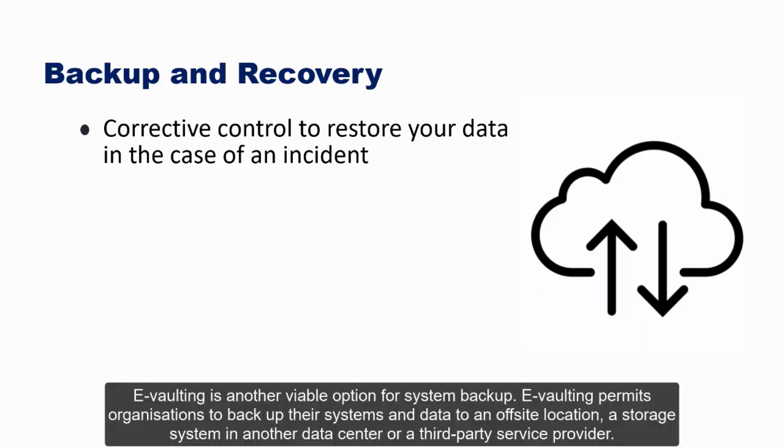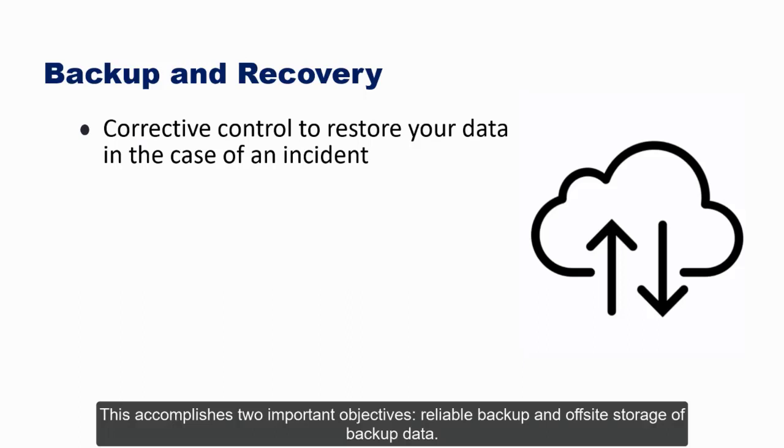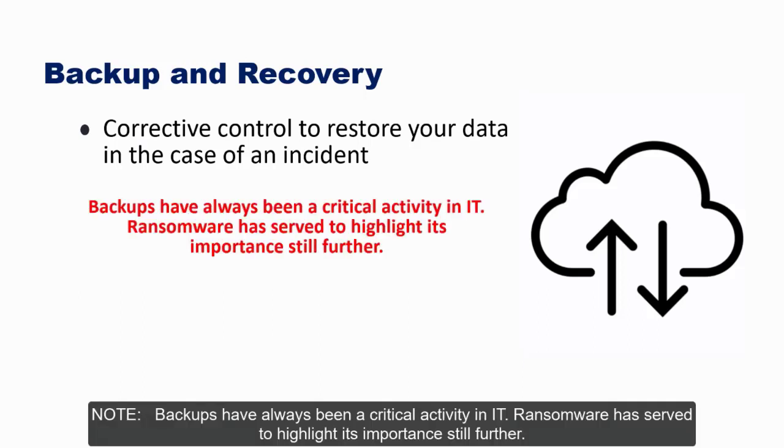E-vaulting is another viable option for system backup. E-vaulting permits organizations to back up their systems and data to an off-site location, a storage system in another data center or a third-party service provider. This accomplishes two important objectives: reliable backup and off-site storage of backup data. Note: backups have always been a critical activity in IT. Ransomware has served to highlight its importance still further.